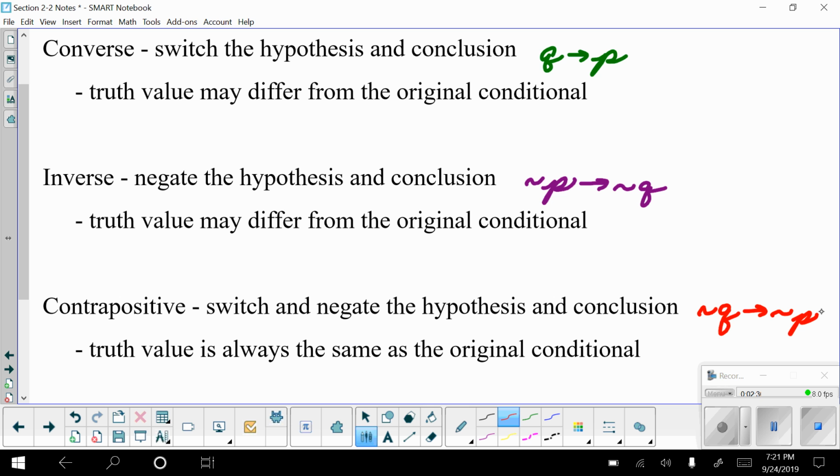And now here's where I throw you. Converse: truth value had nothing to do with the original statement. Inverse: truth value has nothing to do with the original statement. Contrapositive always matches the truth value of the original statement. This is the only one that happens with. So if my original statement is true, the contrapositive is automatically true. If the original statement is false, the contrapositive is automatically false.